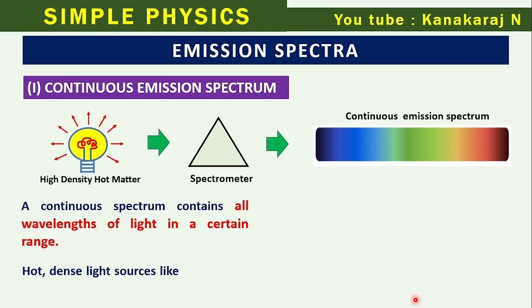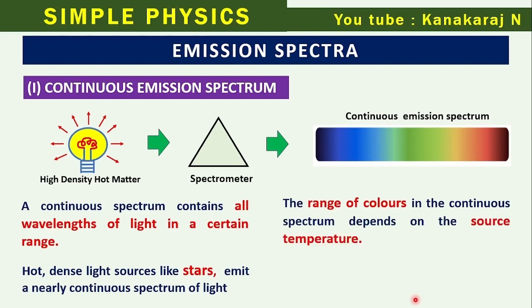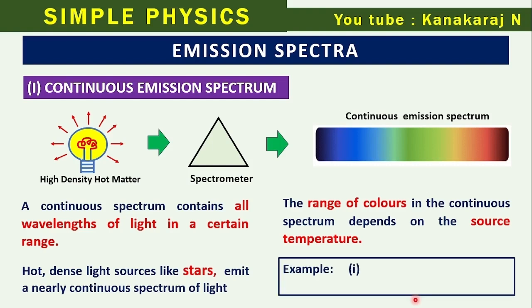Hot, dense light sources like stars emit a nearly continuous spectrum of light. The range of colors in the continuous spectrum depends on the source temperature. Example, carbon arc and incandescent solids.